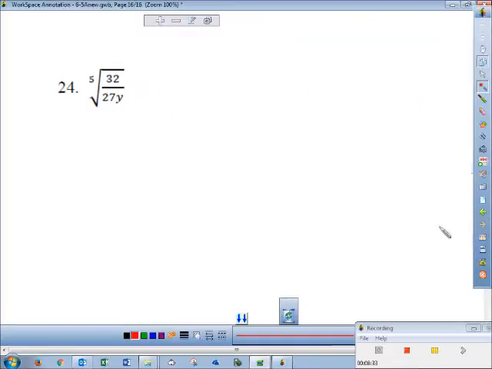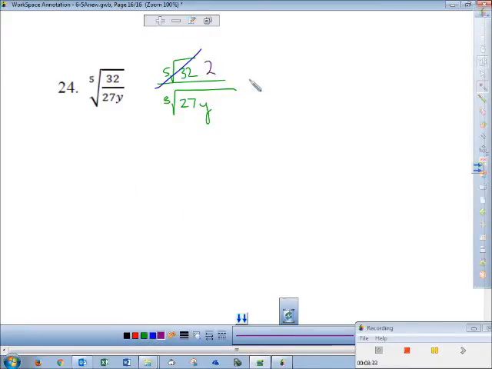Winner, winner, chicken dinner. And the last one here, fifth root of 32 over the fifth root of 27y. Upstairs, this fifth root of 32 is really 2. Right, so I'm just going to call that 2 real quick. And I need to multiply by a fifth root over a fifth root. And 27, he's very special. He's not a perfect fifth. He's not a perfect fourth, but he is a perfect cube.